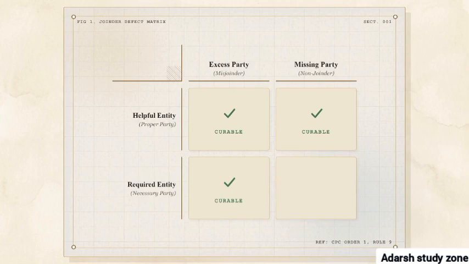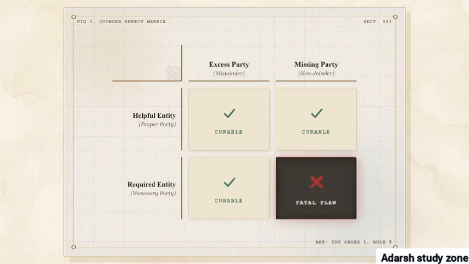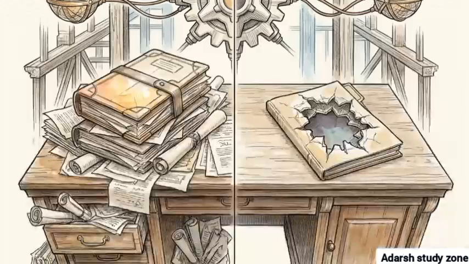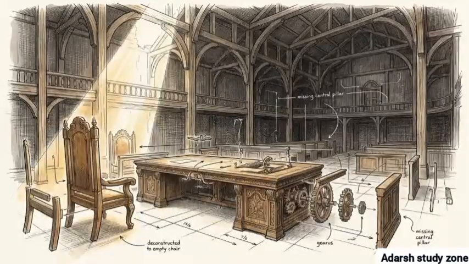But there is a specific exception to this resilience, the non-joinder of a necessary party. Failing to include the entity required to execute the final judgment causes a structural collapse. Any decree issued from that defective arrangement is legally void. The civil suit is resilient to procedural clutter, but it is fragile to structural absence. How then does the legal system prevent a single missing entity from permanently denying a plaintiff justice?